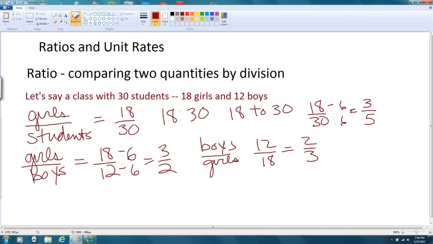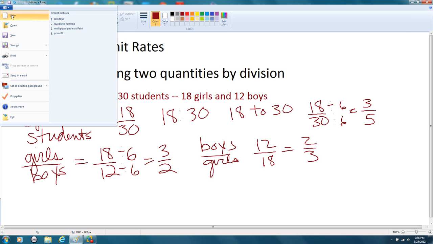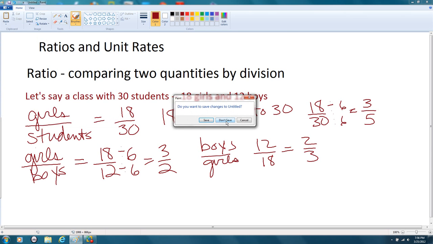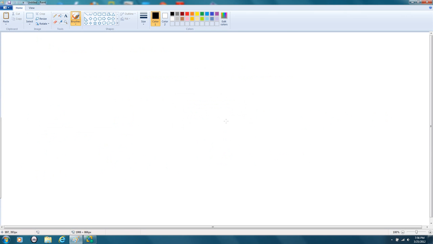So that's the concept of a ratio. I'm now going to get a new screen here, so bear with me one minute. I won't save that. And for this new one, we're going to look at unit rates.